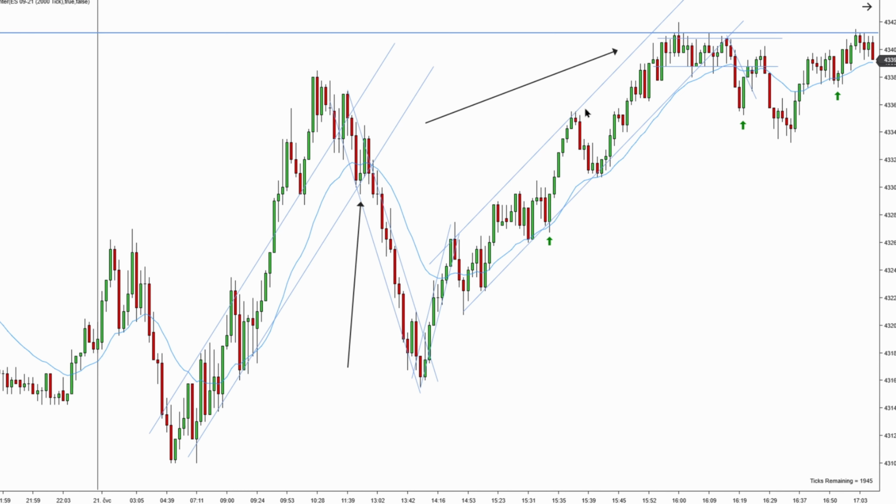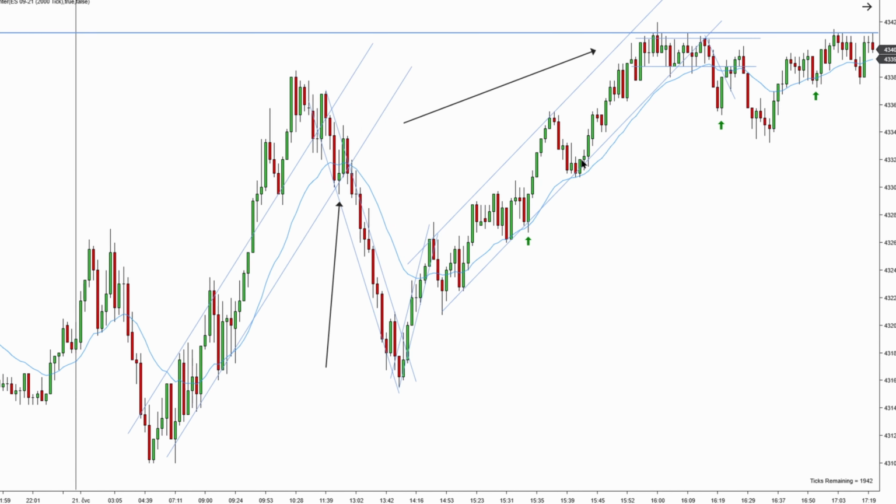And prices ended up working higher. Here we have a first entry, a legit first entry, but I think this is too aggressive to take.